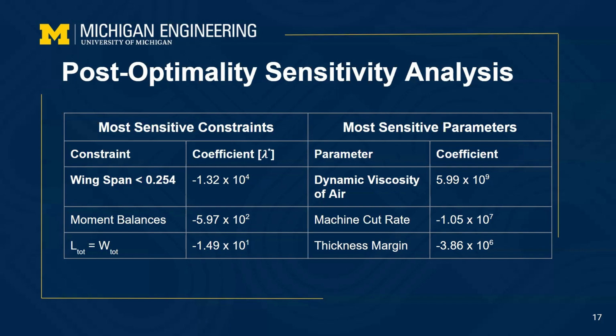But for our sensitive parameters, we decided to analyze all of them. And out of all of the parameters, the dynamic viscosity of air was the greatest by far. This makes sense because it has large knock-on effects on the structure of the gliders, which also has effects on how many we could produce and which influence how much they cost. Some other things that influence the cost were the machine cut rate and the thickness margin. The thickness margin is how much room the wing has on the top and bottom of the fuselage, so it can slide in. Obviously, more thickness margin means more material, which is more costly.